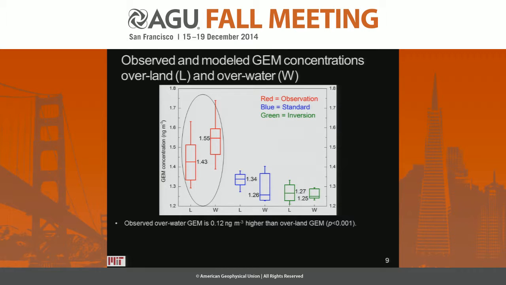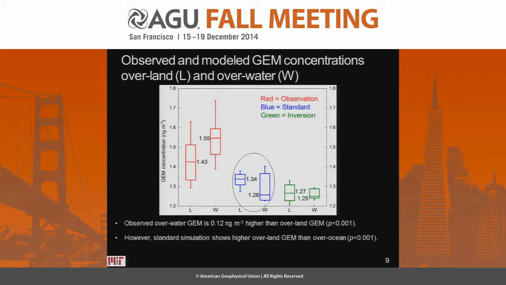We can see that the observed overwater GM is 0.12 nanogram per cubic meter higher than overland GM, which is significant. This result is consistent with the measurements from the AMNet network. However, the standard simulation shows higher overland GM than overwater GM, which is the opposite. The inversion simulation shows comparable GM between these two groups.